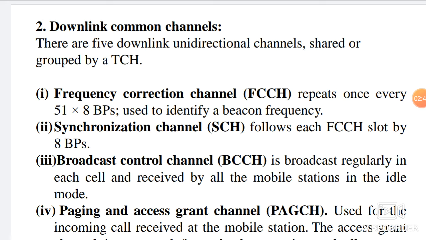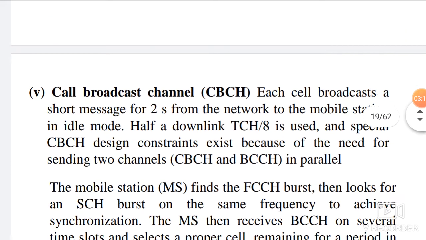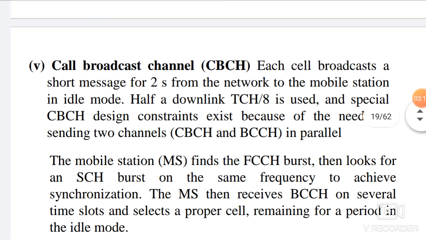And the fourth one is the paging and access grant channel. In this, the access grant channel is answered from the base station and allocates a channel during the access procedure of setting up a call. And the fifth one is your cell broadcast channel. Each cell broadcasts a short message every 2 seconds from the network to the mobile station in idle mode, and it uses half a downlink TCH/8. The CBCH design constant exists because of the need for sending two channels in parallel.